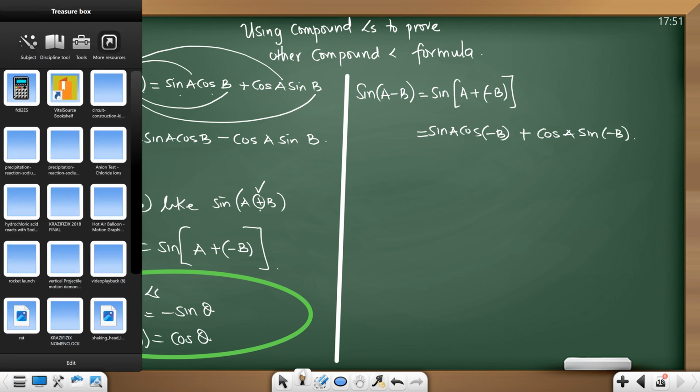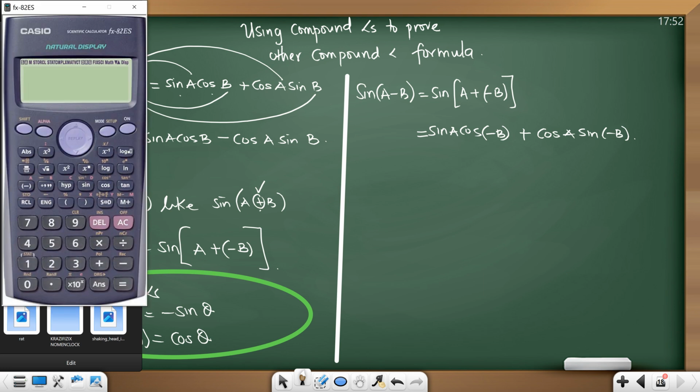Even if you're not using a white calculator, yeah, I have something against this calculator. Check. Sine negative 1. What is my answer? The negative answer. What about cos negative 1? Check my answer. And I'm done.